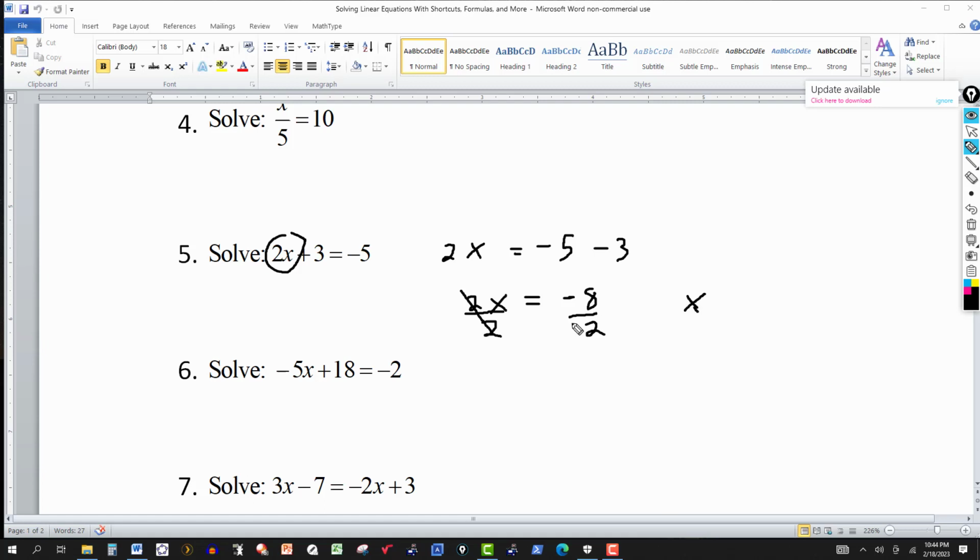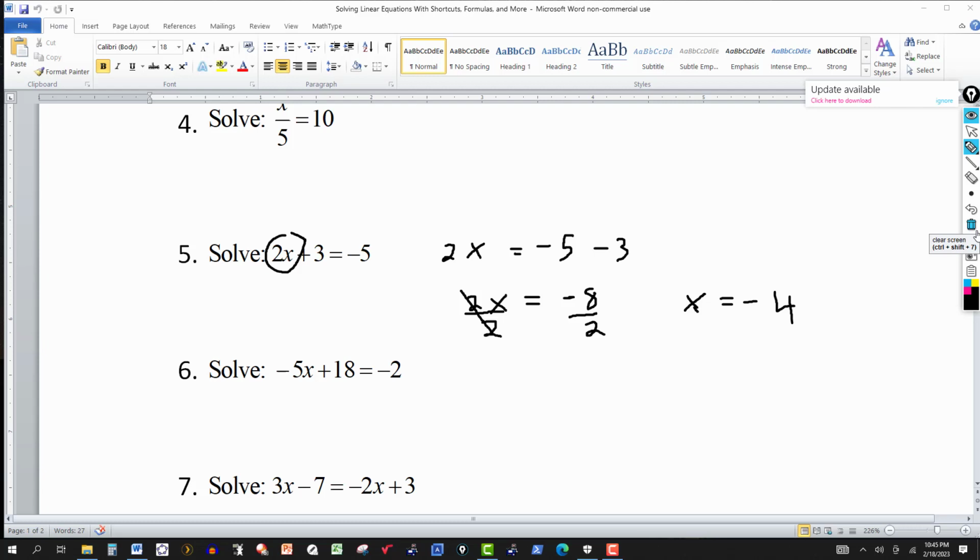And then here, think of this as a minus, and a positive, opposite signs. So the answer is going to be negative. Rules for division. And then 8 divided by 2 is 4. And there you have it. Negative 4 times 2 is negative 8, and 3 is negative 5.